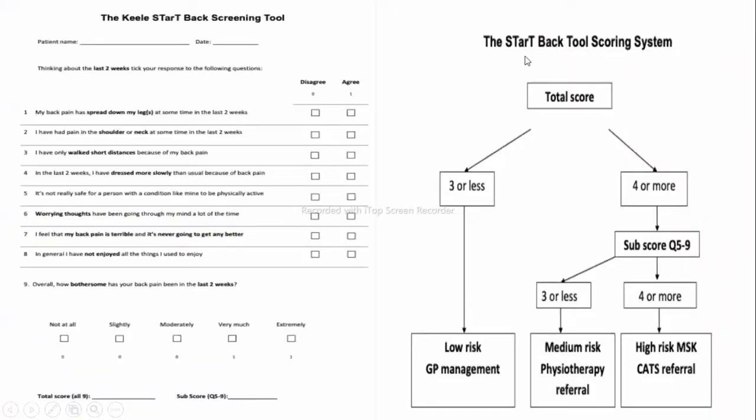So what is the scoring system here for back pain? The STarT Back tool scoring system. It's unlikely to ask you about these questions, but at least you'll be familiar with the name of the score.